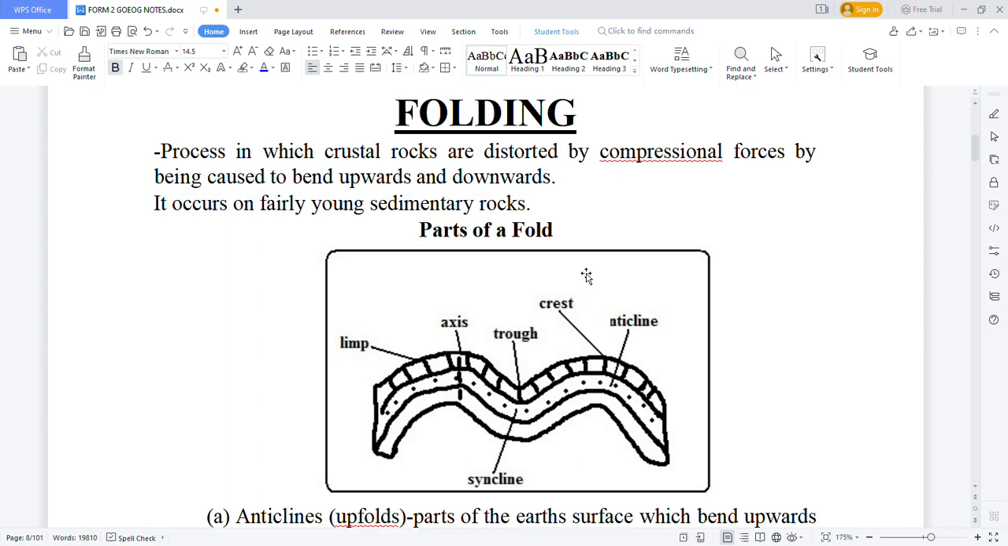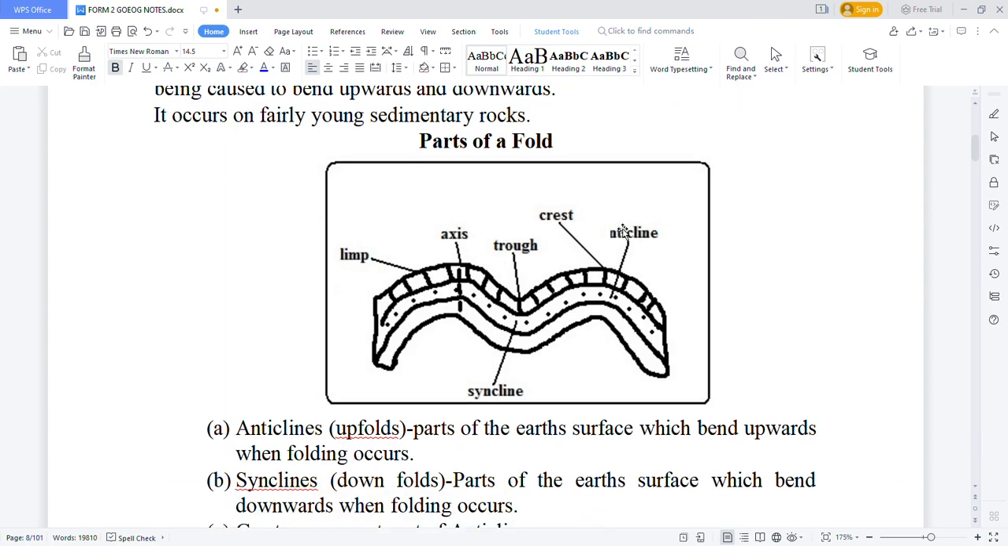It occurs on fairly young sedimentary rocks. Kindly take a look at the diagram as it is set in the exam. You'll be told to label the parts, or draw and label, or they will give you a diagram like this, then tell you to name. So we have crest, anticline, syncline, trough, axis and limb. Kindly take a look at the diagram.